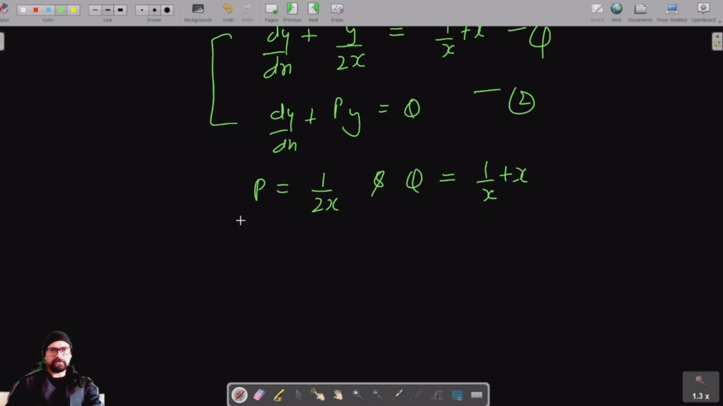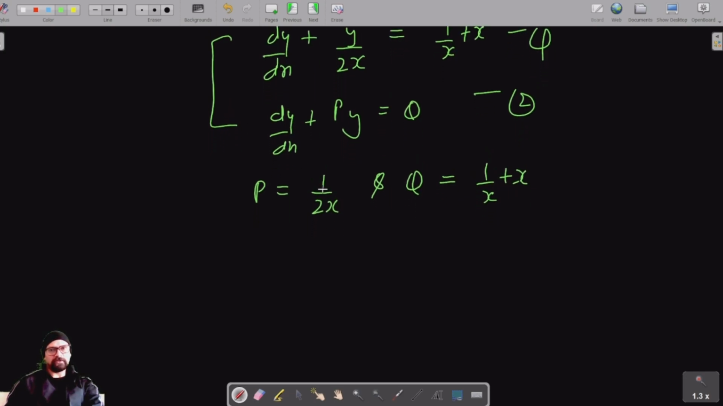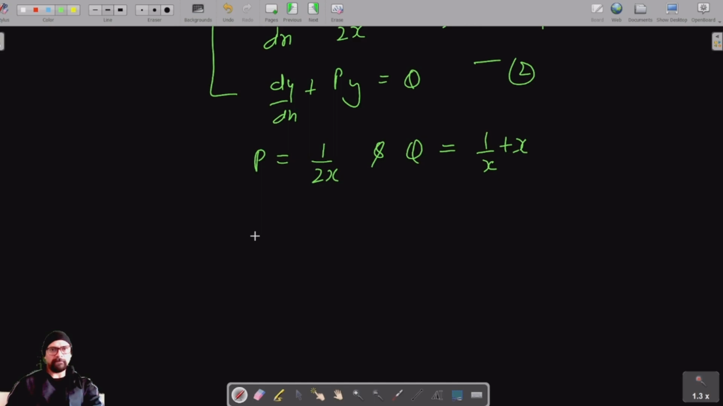And we know that for this type of differential equation, we have the general solution given by a formula. But before that, we have to find the integrating factor, which is the integration of p into dx.